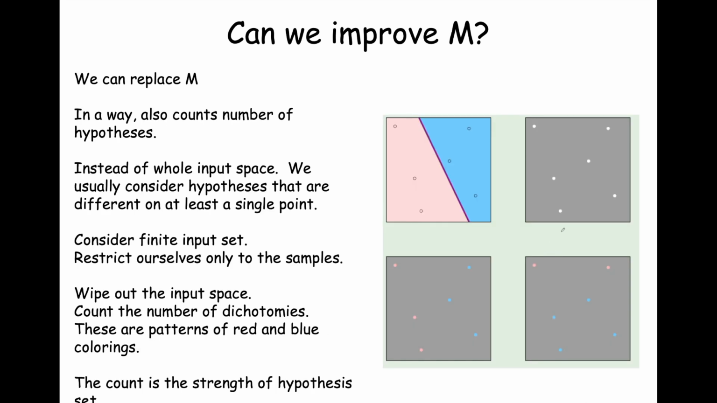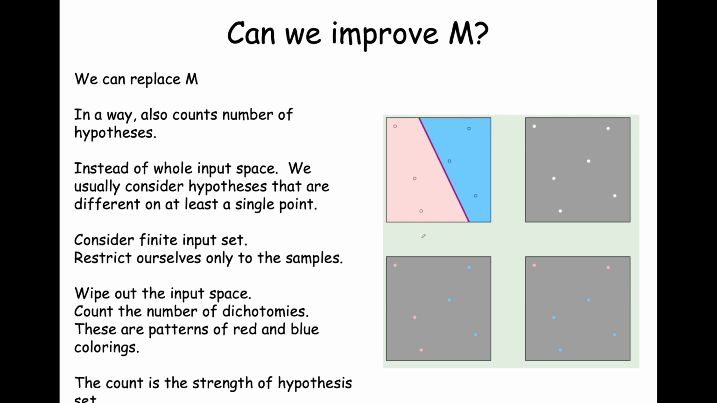So one of the things we can do is replace this. Instead of counting all of the infinitely many instantiations of the weight vector corresponding to our hypotheses, we can take this infinite set of hypotheses and collapse it down into something that's more manageable. So in a way, what we want to do is count the number of hypotheses that we have for a hypothesis set. Now, of course, instead of using the whole hypothesis space, we only consider hypotheses whose outputs are different on a single point.